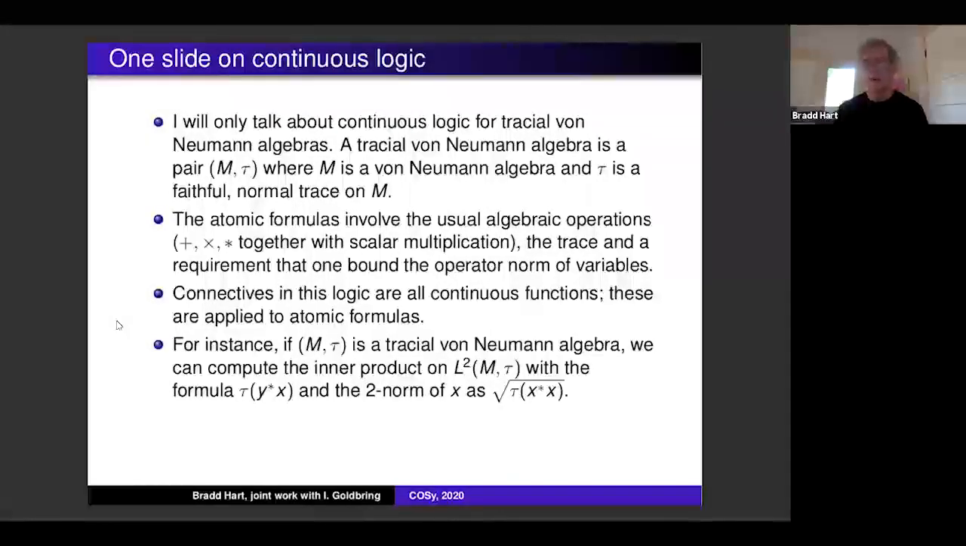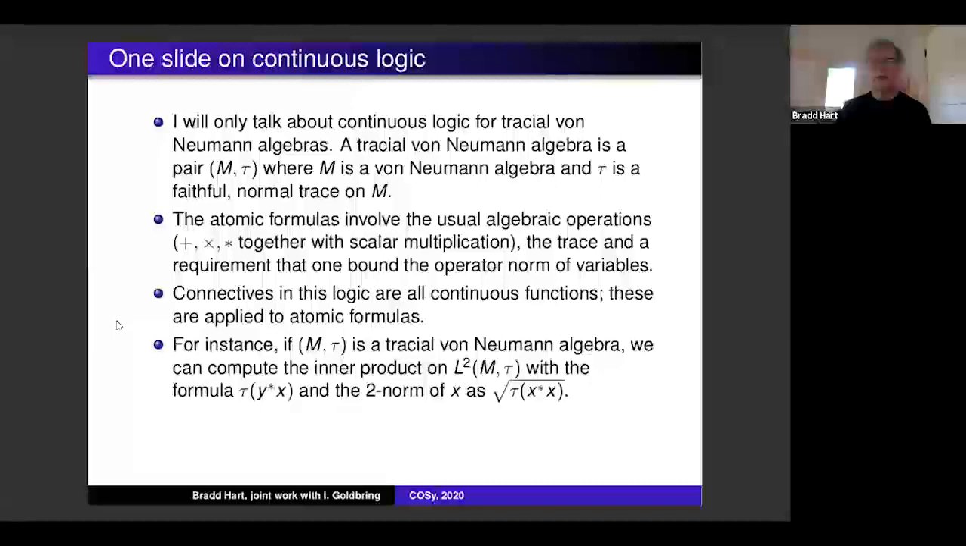That's an atomic formula. If you want to see an example of a connective being used, if I want to compute the 2-norm of x, then I can take the square root of tau of x star x. The square root is the continuous function being applied to tau of x star x, which is the atomic formula. Okay, so among various things, we can form formulas of different kinds.